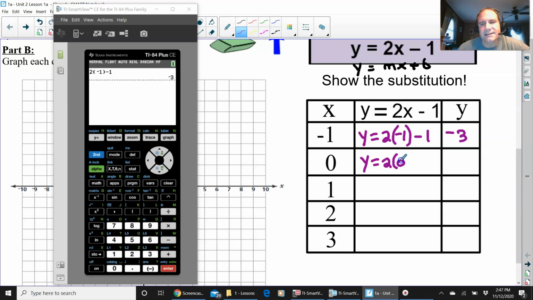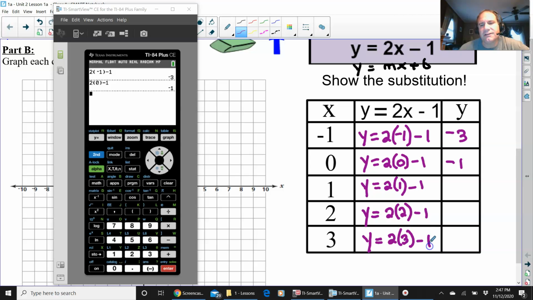It's 2 times 0, and show your substitution just like that. Y equals 2 times 0. When you go to your calculator, you're substituting 0 in, and the answer is -1. Do the rest. Substitute with me as I go. Y equals 2 times 2 minus 1. Y equals 2 times 3 minus 1.